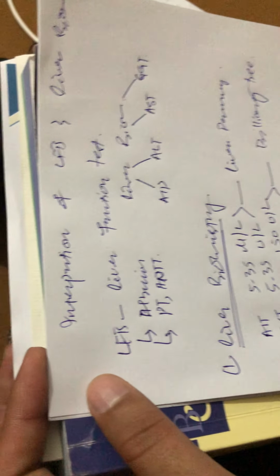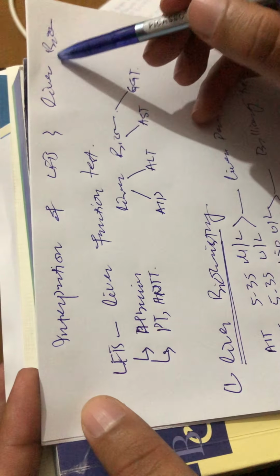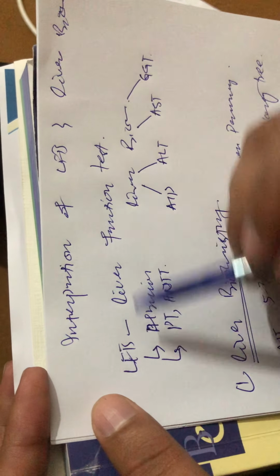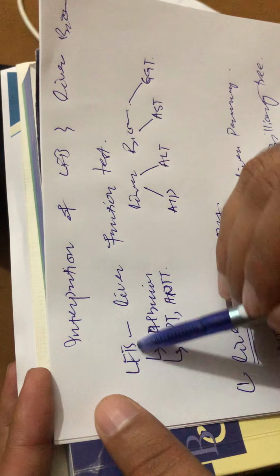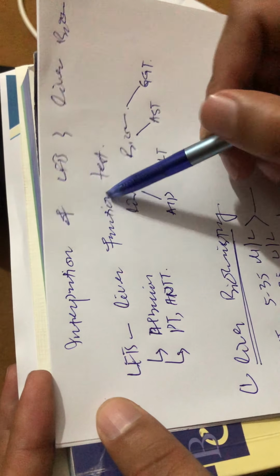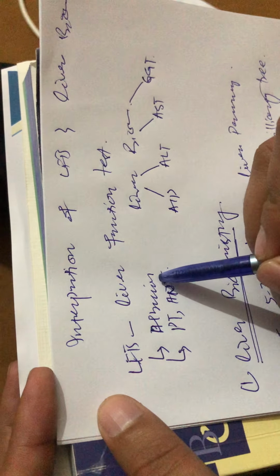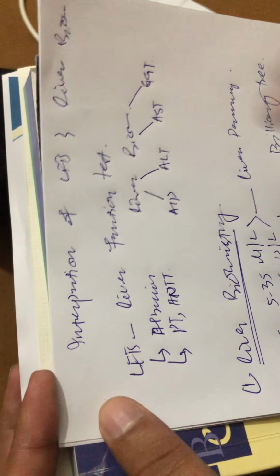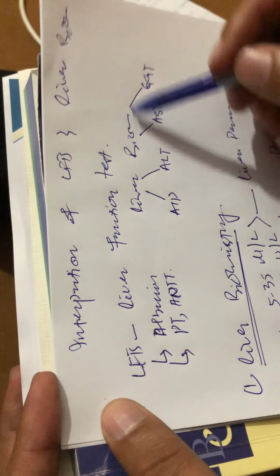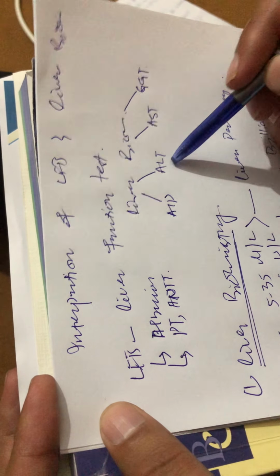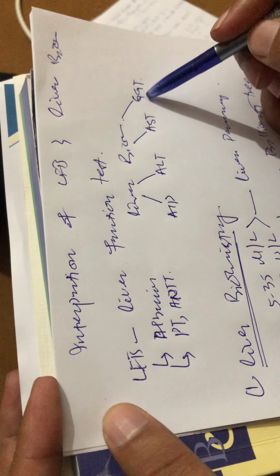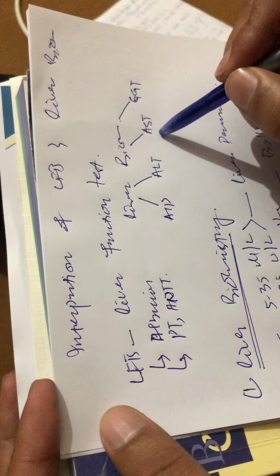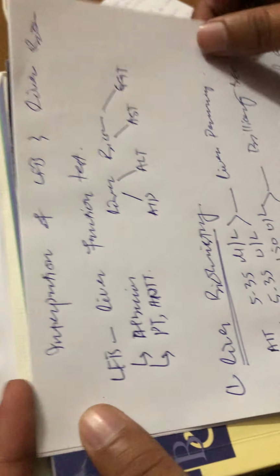The topic for today's discussion is interpretation of LFTs and liver biochemistry. LFTs denotes liver function tests: L for liver, F for function, and TS for tests. Liver function tests mainly include albumin, prothrombin time, and APTT. The liver biochemistry includes ALP, ALT, AST, and GGT. ALT is also called SGPT and AST is called SGOT.